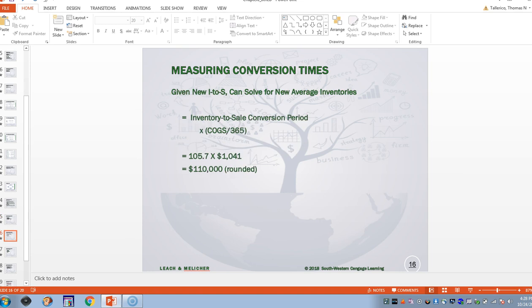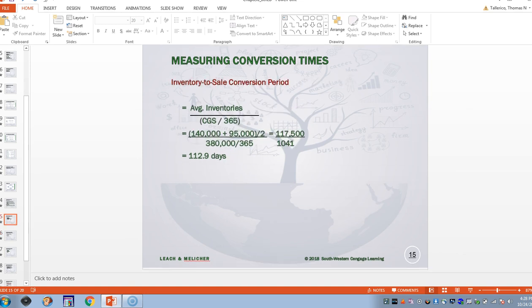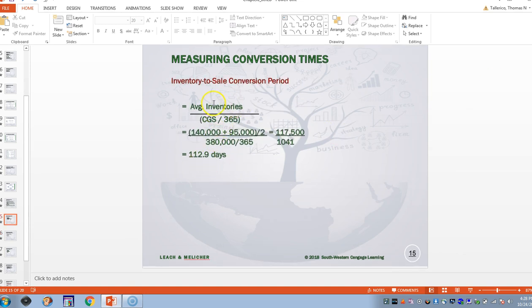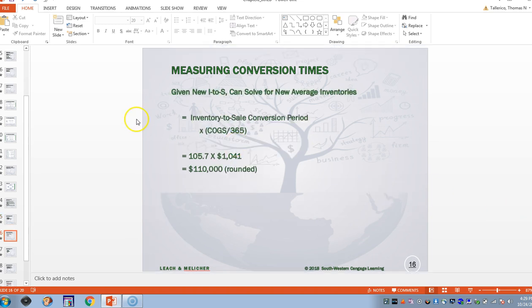All right. So if I have an inventory to sales ratio already, you can solve for the average inventories. All they're basically doing is flinging this equation that I showed you around and solving for average inventories. I would take this number, if I was given a new one, multiply it by this right here, and get my average inventories, right? So inventories to sales conversion period times this right here, and that would give us our new average inventory right here. So we're just using that equation in 2 different ways. No big deal.